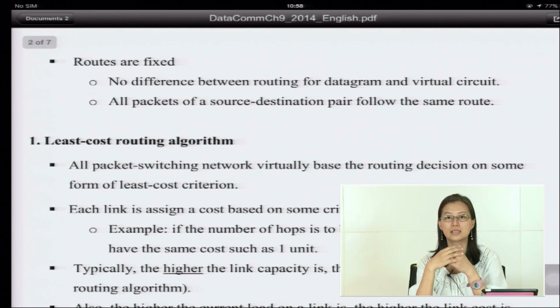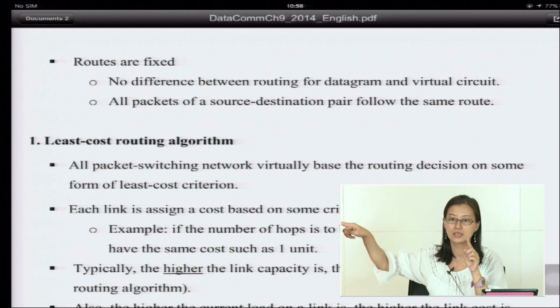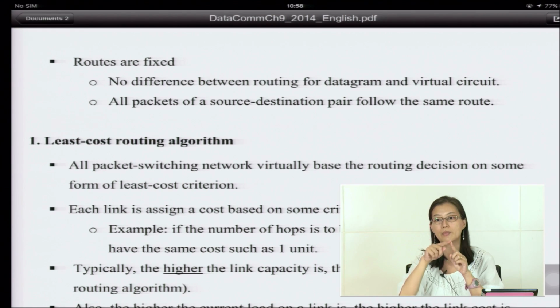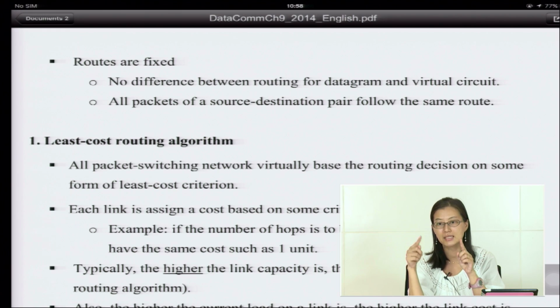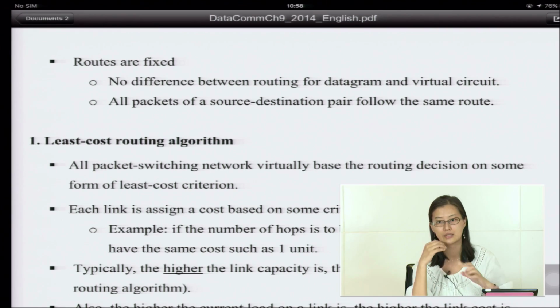So there's no difference between routing of the datagram and the virtual circuit, because when you say, go this way, visit this node and this node and this node, which is the best, then every packet will follow this best route. Whether it's a virtual circuit where you set up the connection first, or a datagram, you always make the decision to go this way. So all packets of a source and destination pair follow the same route in this case.